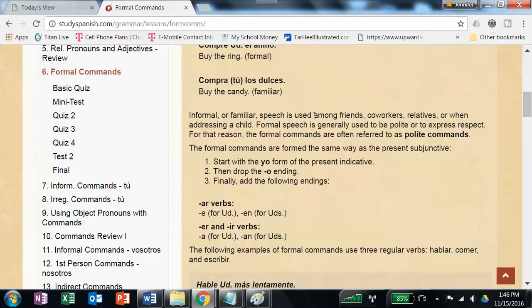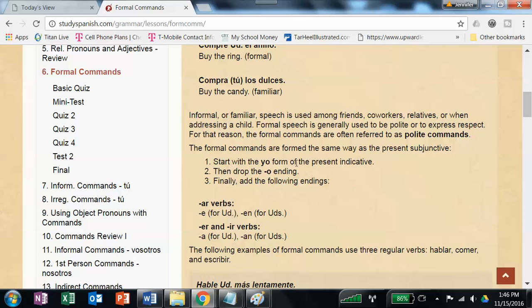Informal or familiar speech is used among friends, coworkers, relatives, and when addressing a child, which I just mentioned. Formal speech is generally used to be polite or to express respect. For that reason, the formal commands are often referred to as polite commands. The formal commands are formed the same way as the present subjunctive, which we have not done, so we're just going to go over the rules.